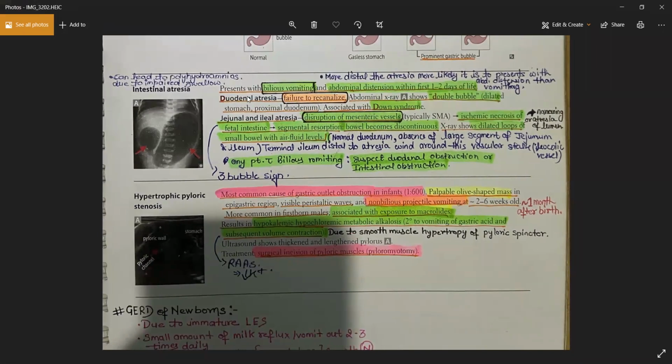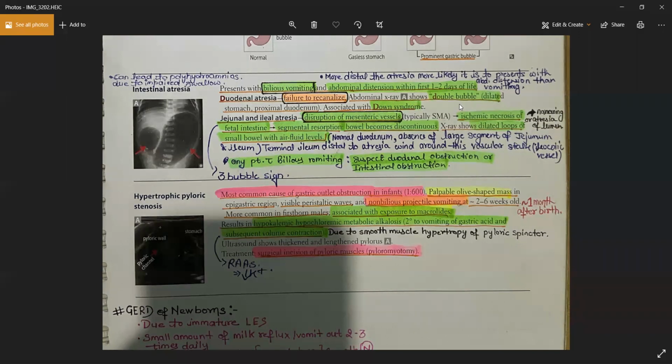So you have two atresias. One is duodenal atresia and the second is jejunal or ileal atresia. In case of duodenal atresia, you have a failure of recanalization. You have a physiological blockage in the duodenum, and that blockage must be recanalized before birth. If the recanalization fails, that constriction will persist, and that can lead to duodenal atresia.